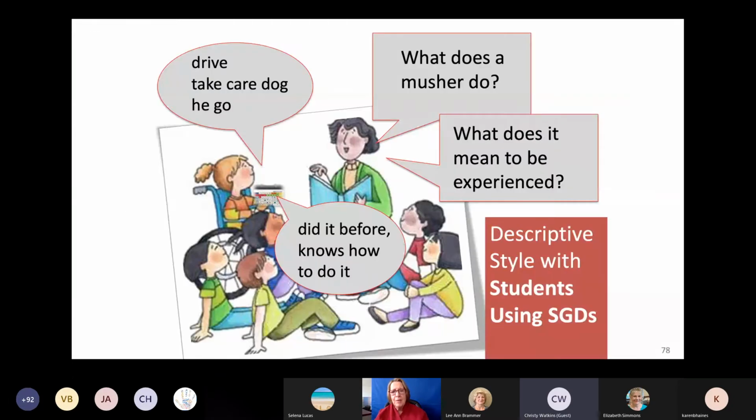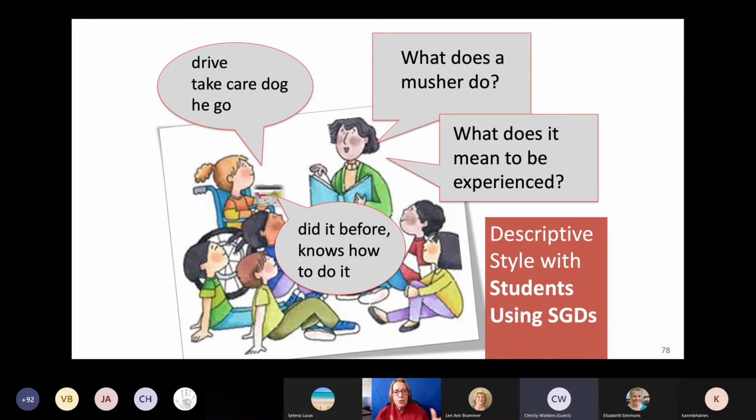So in that, we say to that teacher, now you can ask those referential questions. There's nothing wrong with asking Johnny, who's sitting on the floor, and Susie, who's sitting on the floor by you, you know, what do we call that guy who drives the sled? He's called the musher.